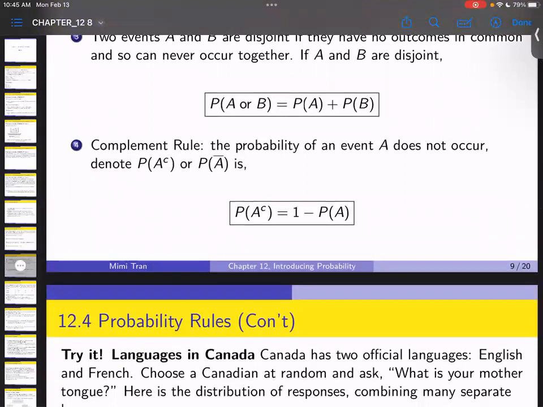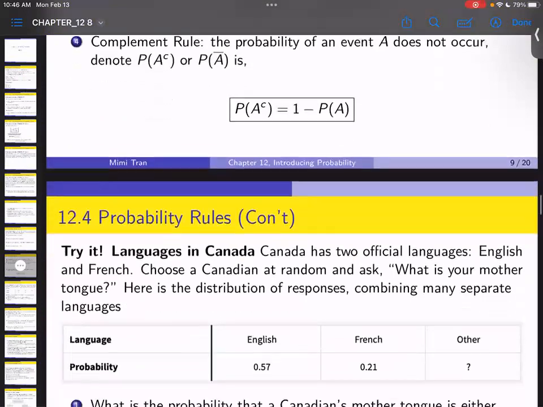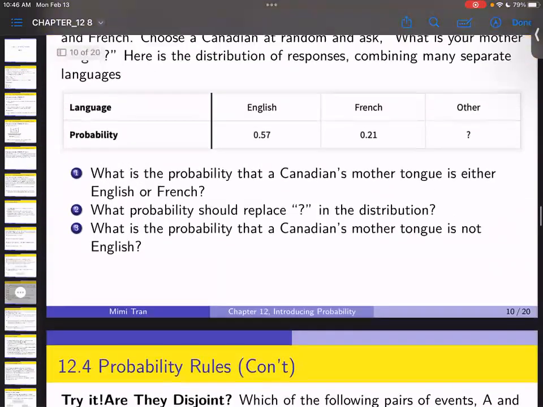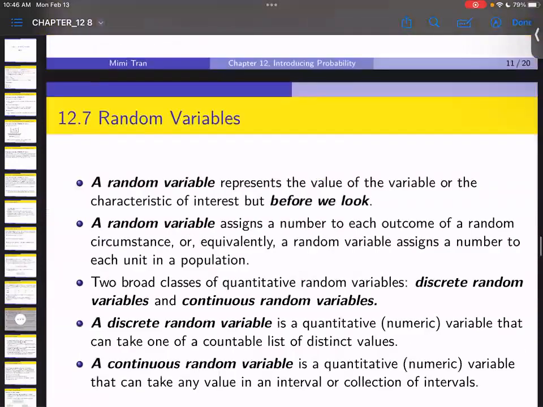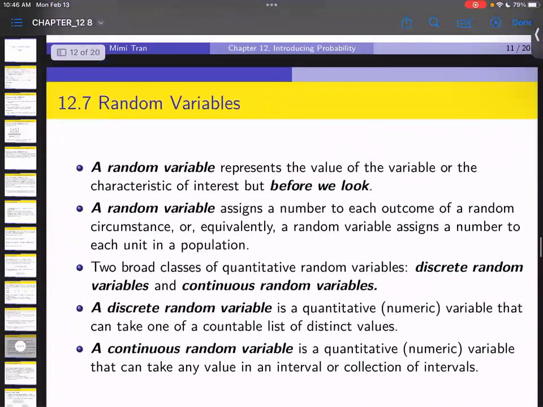What does complement mean? If I say I don't get a job, what is the complement of I don't get a job? I get a job, right? The opposite of the event, right? We talk about some example about whether they are disjoint or not. All right, so we're done there.